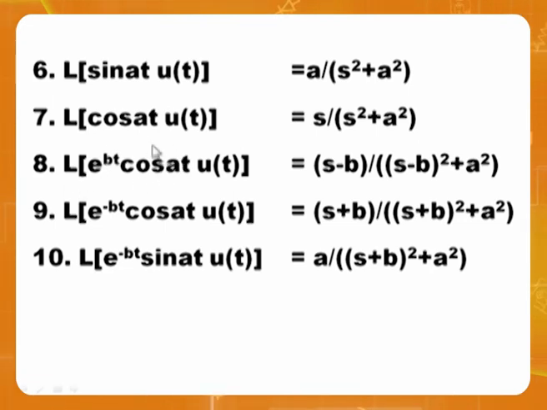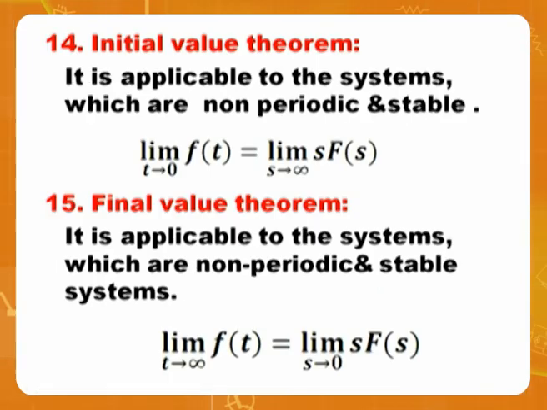Then you see, as I mentioned earlier, multiplying with an exponent. When you multiply with an exponent, what comes? The opposite term comes: s minus b. Wherever s is there, put s minus b. Shift in s domain. Similarly, s plus b. So this is for e power minus bt cos. Please remember, minus here, plus here, minus here, then minus here, so plus here. So these are the list of transforms I gave for you to follow the techniques.